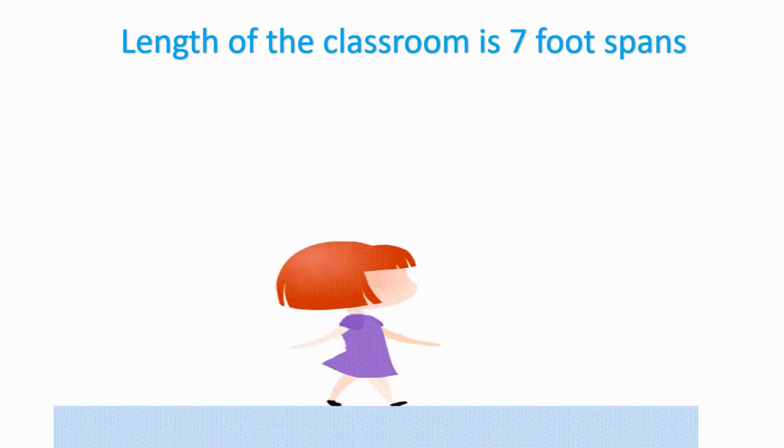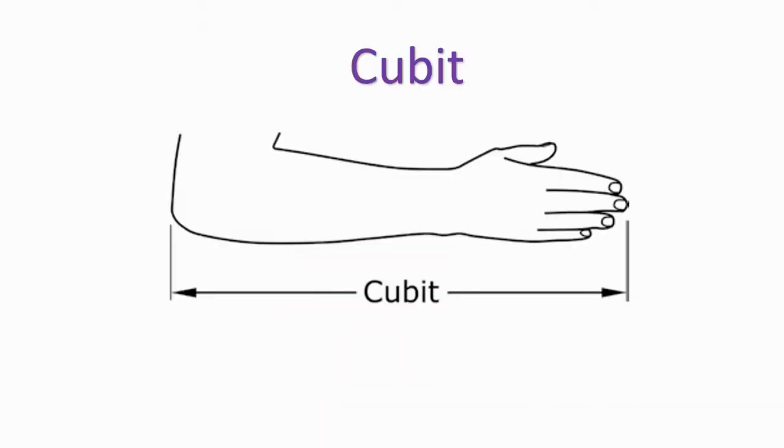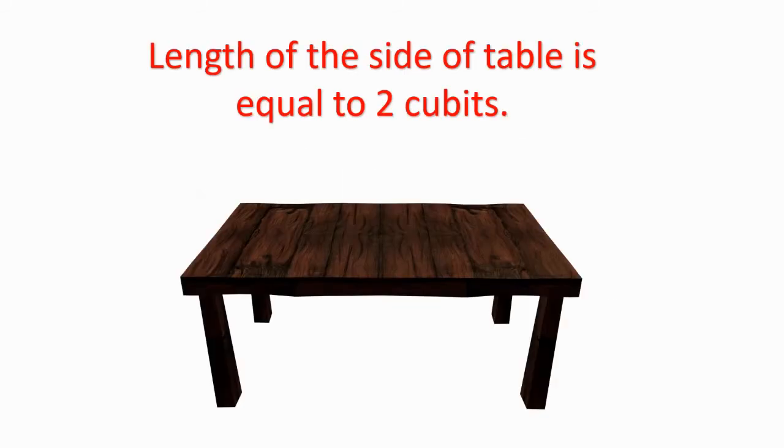This is known as cubit measurement. How to measure with cubit? Cubit is the length from the elbow to the end of the fingers. Teacher has measured the length of the table using cubit measurement. So students, the length of the side of the table is equal to 2 cubits.